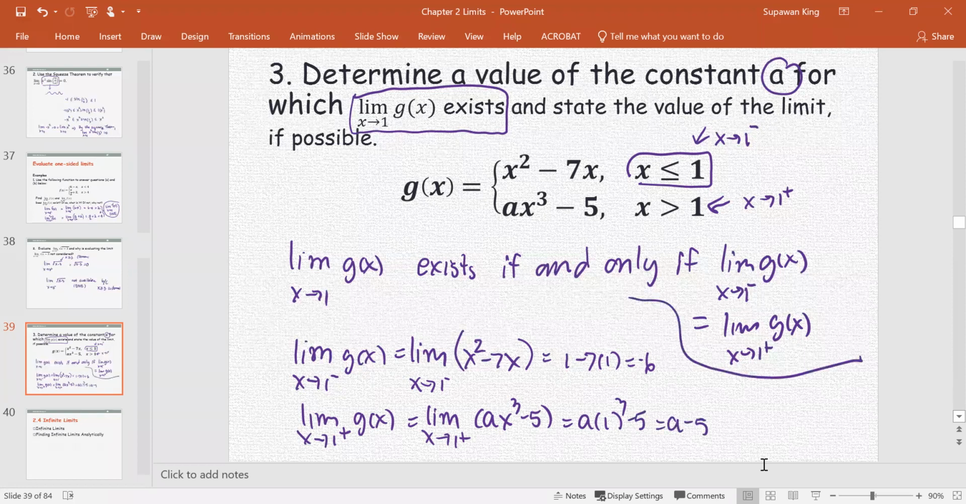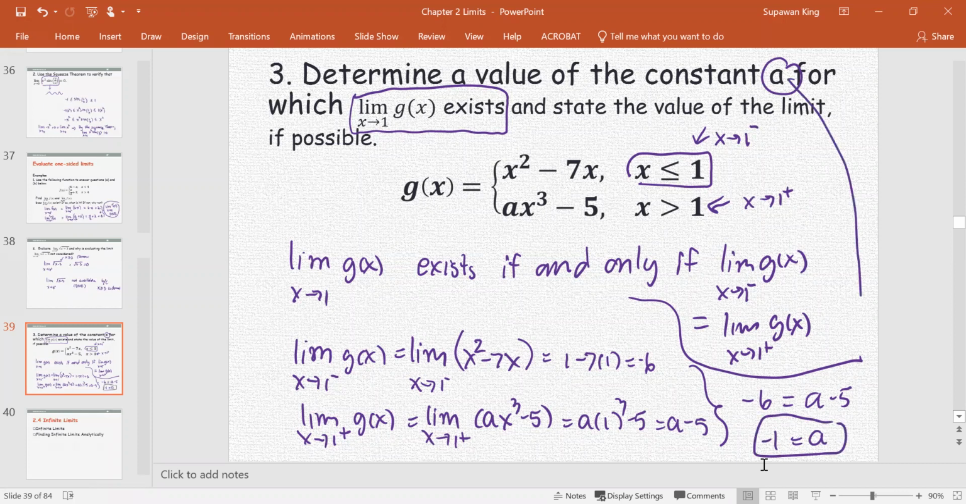For the two-sided limit to exist, negative 6 equals a minus 5, or the left-sided limit equals the right-sided limit. Therefore, the value of a is negative 6 plus 5, or negative 1. That's the answer for the value a. And then the limit of g(x) as x approaches 1 would be the value negative 6.